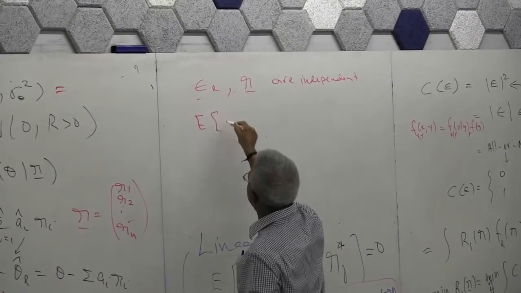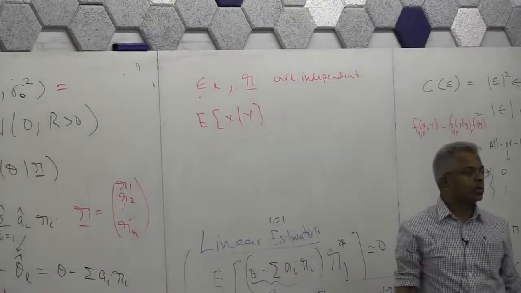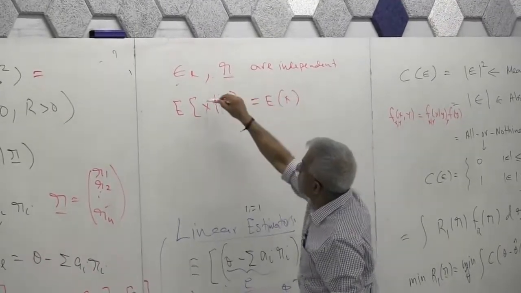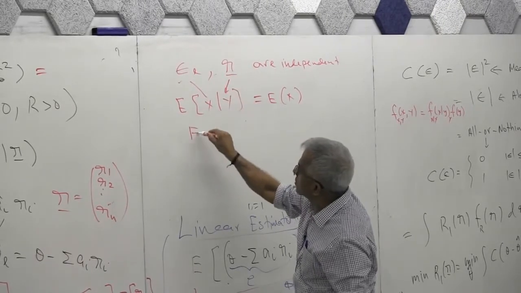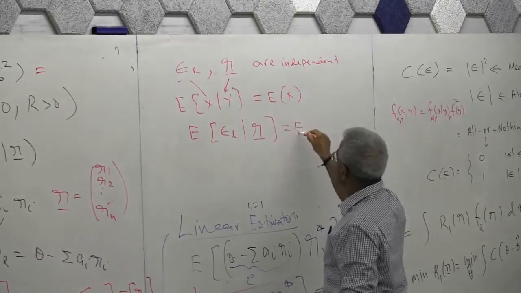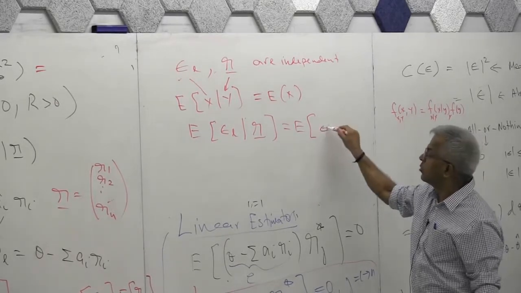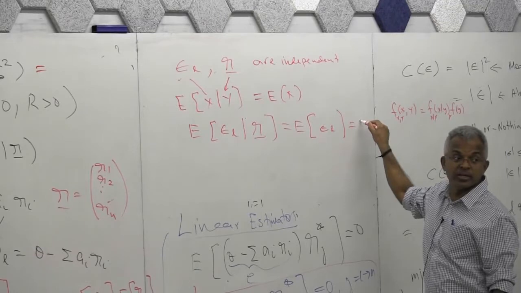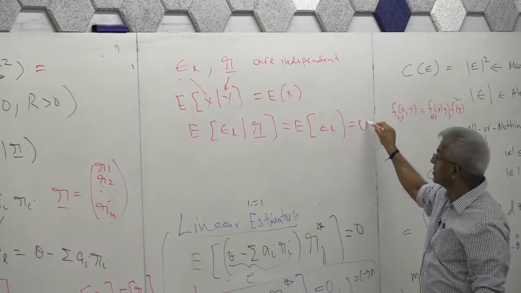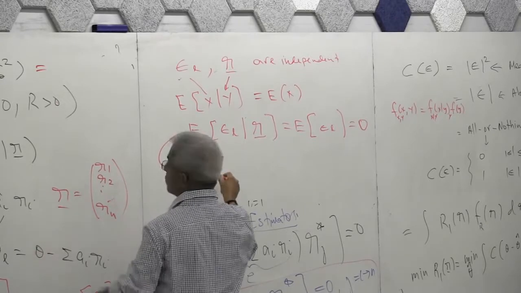So anybody, if x and y are independent, what happens to expected value of x given y? Anyone? It's simply x. So let's say this is your x, this is your y. So we get expected value of epsilon L given R, of course, is the same as expected value of epsilon L. But epsilon L expected value is what? You're sure? Of course it is written there, right? 0, right? All right.